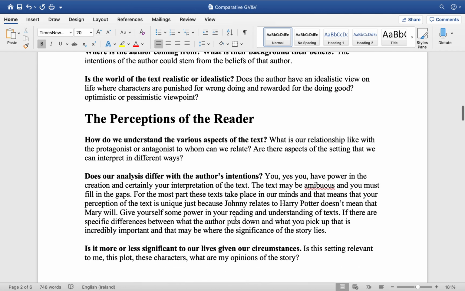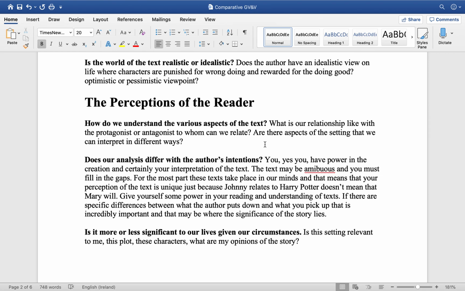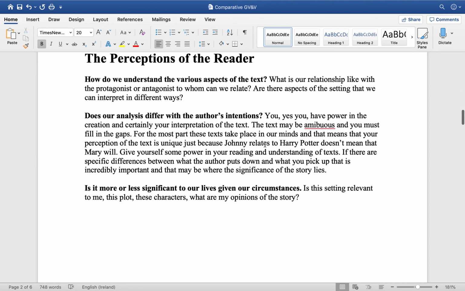So how do we understand the various aspects of the written text? What's our relationship like with the protagonist, the hero, or the antagonist, the villain? Who can we relate to? Are there aspects of the setting that we can interpret in different ways? So, how we might feel towards characters, but yes, also towards setting as well.